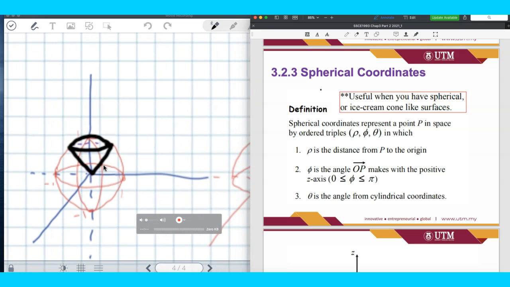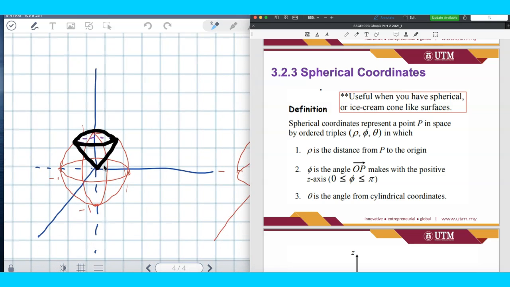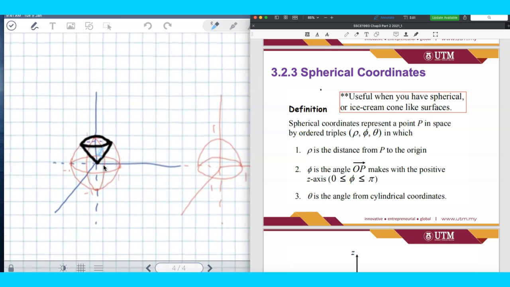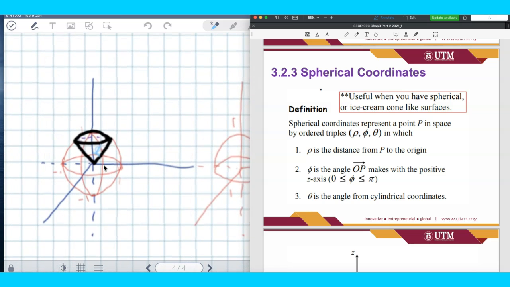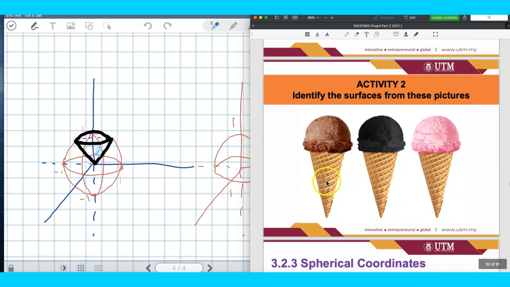But it depends on the size of the cone, depends on the angle that you have. What I mean by the angle here is the size of the angle of this one, and that one is called phi. I will explain more further about the ice cream cone like surface, which is the standard surface belonging to the spherical coordinate, as you can see from the lecture note. It is a cone, the ice cream cone, and the top here is part of the sphere.